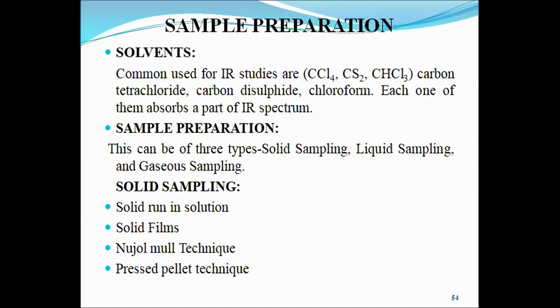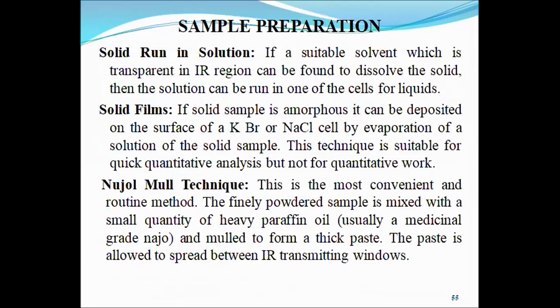Let's see one by one. Solid sampling can be done in four ways: solid run in a solution, solid films, Nujol mull technique, and pressed pellet technique. Solid run in a solution: if a suitable solvent which is transparent in the IR region is found to dissolve the solid, then the solid can be run in the cells. For solid films, if a solid film is amorphous, it can be deposited over a KBr or NaCl cell, and thus it can be used as a sample.